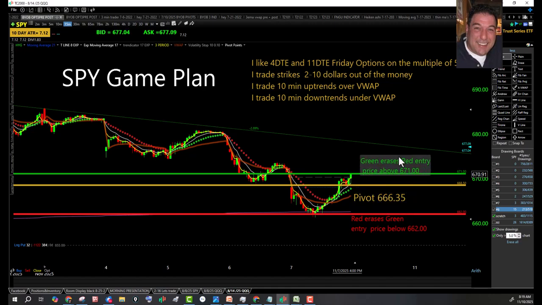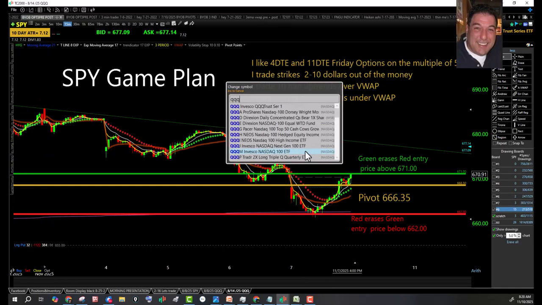Same thing goes for uptrends that happen to manifest over here, here, or here, long before the green erases red entry. Okay, I will look for, again, and it will have to break the 10-minute bullish rubber band candle. Okay, so there's the game plan for me for today on SPY. We're going to go look at the pre-market just a minute. I'm going to go over QQQ.